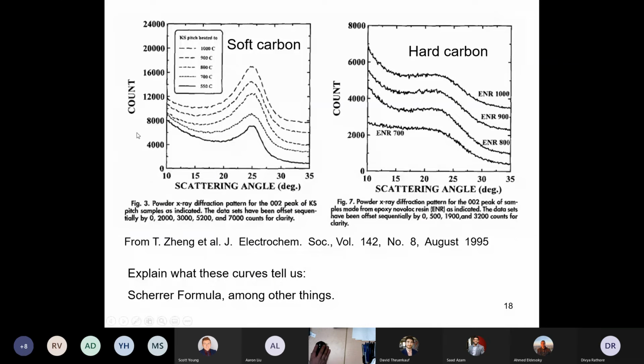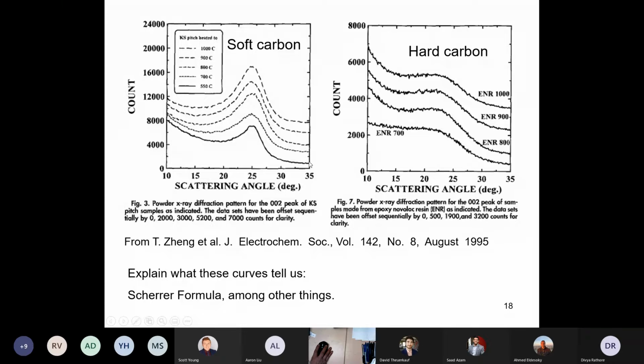X-ray diffraction is a really good way to probe what's happening to the structure of the carbon as it goes from low temperatures like 550 degrees all the way up to 3000 degrees. And we're going to follow carbons as we heat them and look at their X-ray diffraction patterns, okay? And this is a really interesting paper which has a lot of results in it that you can take a look at. But I'll just explain what's happening here as we go along.